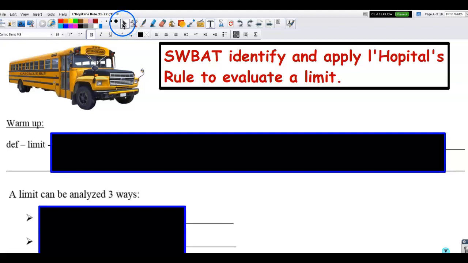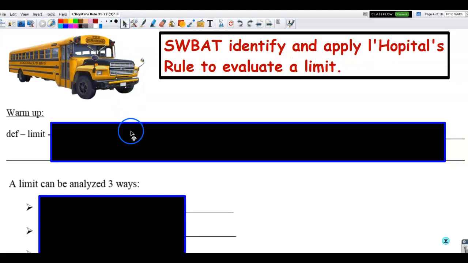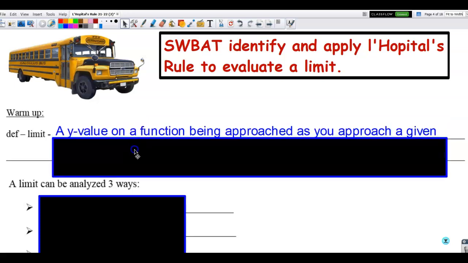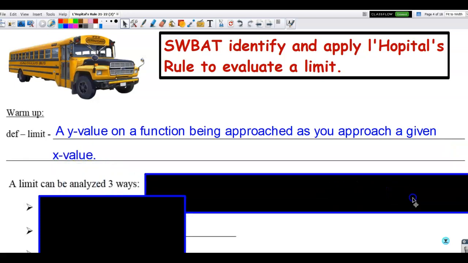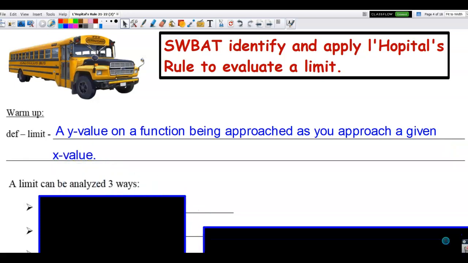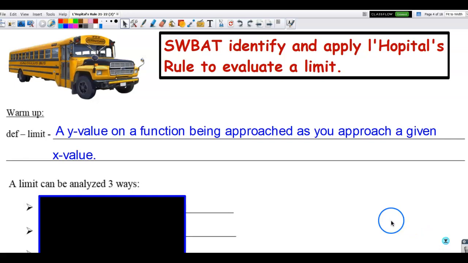If you go back to the beginning of the course, you will recall that a limit is a y value that is found on a function. You are approaching that y value as you approach a given x value. So that's from the beginning of the year. Finding a limit is basically finding a y value.